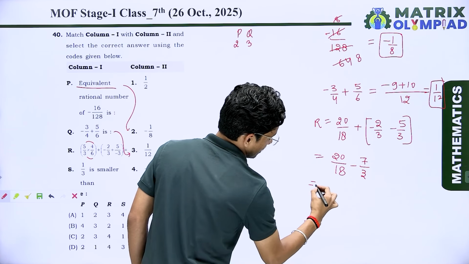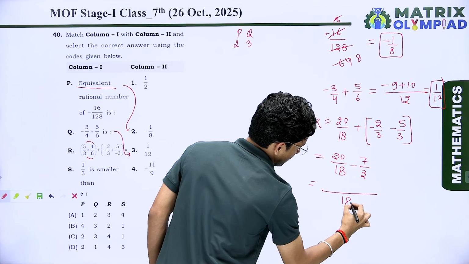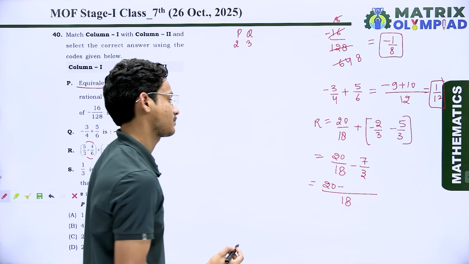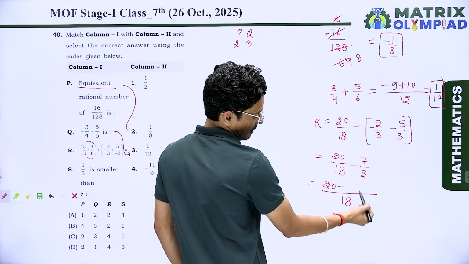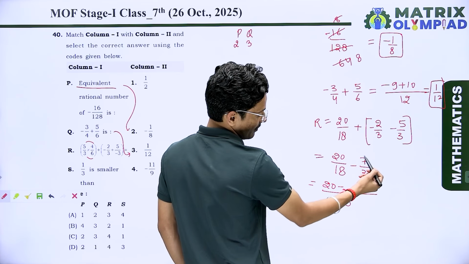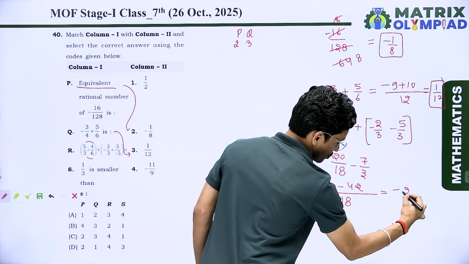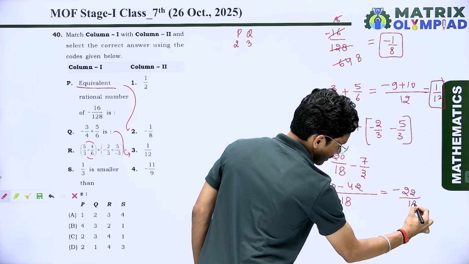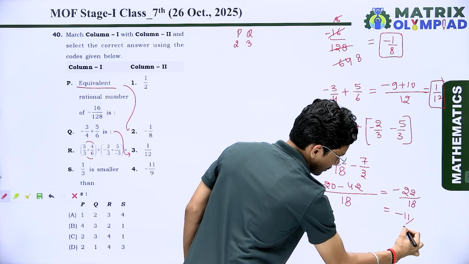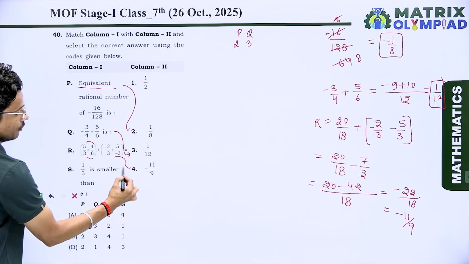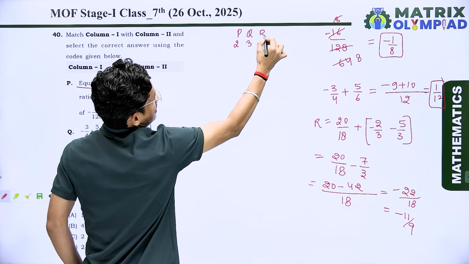So when we take LCM, that is 18. So I can write here 20 minus 7 6s are 42, 3 6s are 18 and 6 multiplied by 7 is 42. Then we can say that minus 22 upon 18, and we simplify it. I can write here minus 11 upon 9. So minus 11 upon 9 means R is connected to 4. So here I can write R is connected to 4.